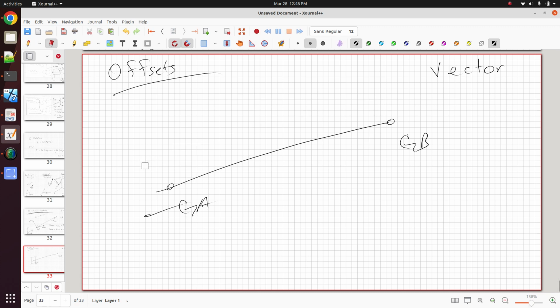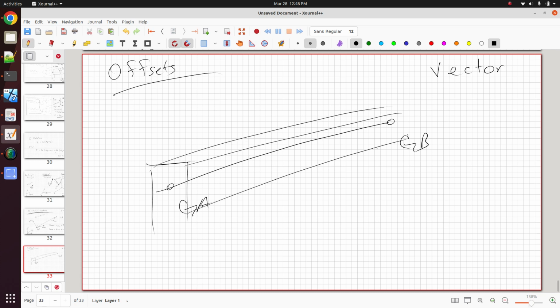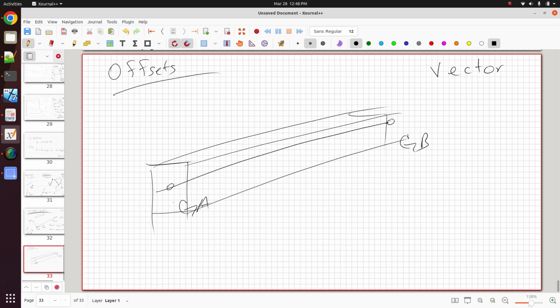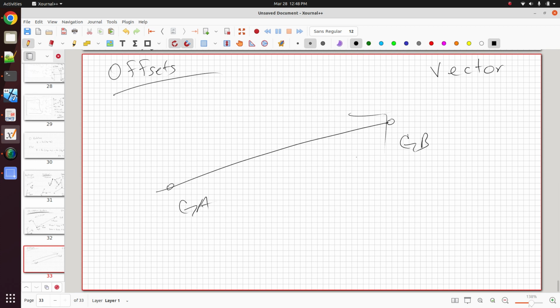Oh, this is not a good beam. Draw it again. Suppose you want to define a beam like this. You need to orient, or if you need to orient, we just had a discussion on that. But one thing you can define are what are called offsets. So let's go ahead and do this.